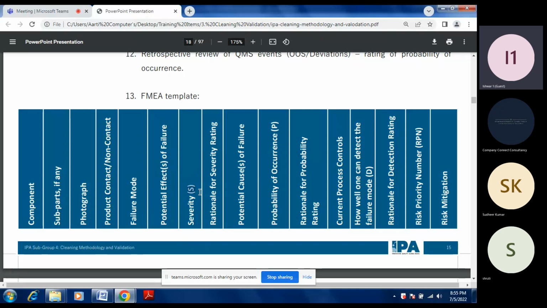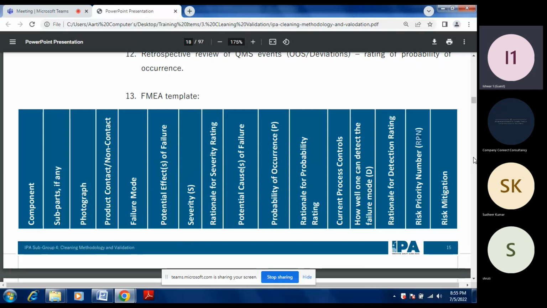If it is more severe, then the rating has to be given accordingly. If the probability of occurrence is more, then we have to give a number from 1 to 5. After the calculation, the RPN number should not be more than the predefined limit. Why am I talking about the limit?